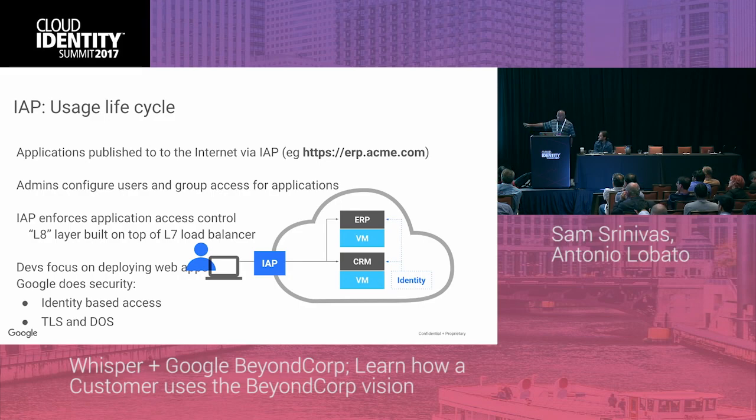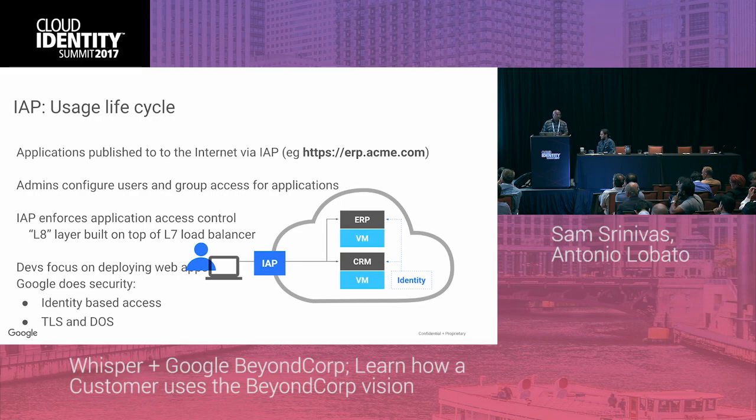There's a company which has an ERP system, and it publishes it onto the internet as erp.acme.com. The identity-aware proxy does the TLS termination. It does the identity verification. It can also apply access controls. So the admin basically has to configure, using the identity system, users and group access, so essentially things like whether the contractors can access the ERP or not, things along those lines.